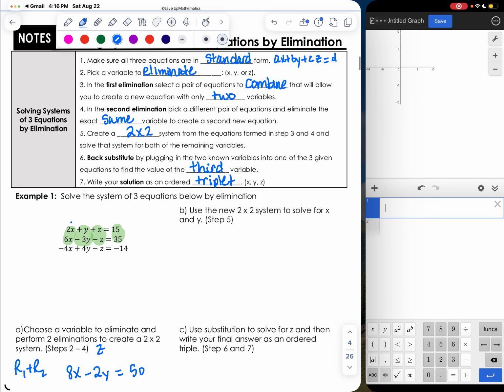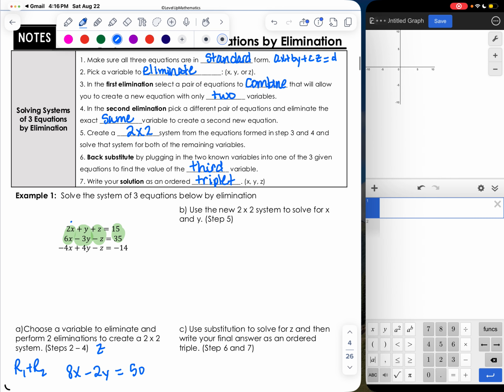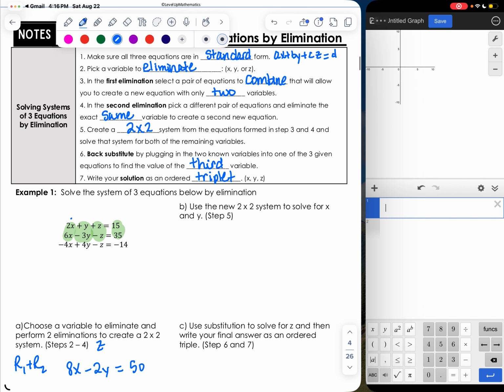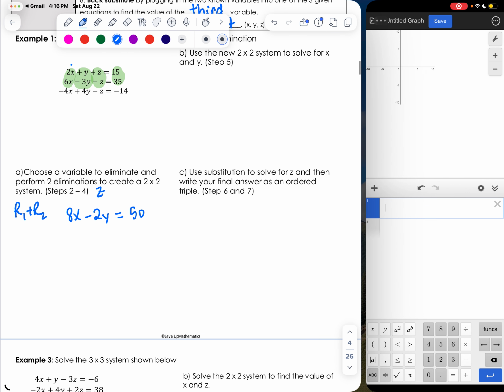All right, in step 4, we're going to do another elimination where we pick a different pair of equations and eliminate the exact same variable. So now I'm going to look at my system again, and because I used row 1 and row 2 in my first elimination, I have to use row 3 in my second elimination. I have to use row 3, okay? And I can combine row 3 with row 2 or row 1. It doesn't matter, all right?